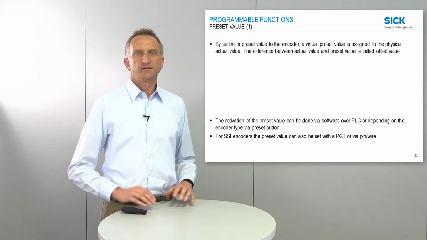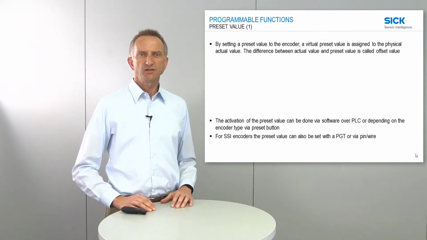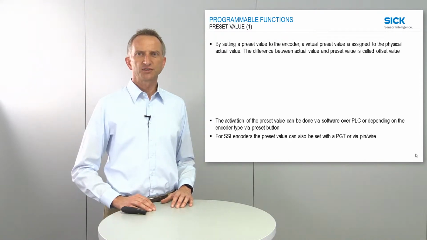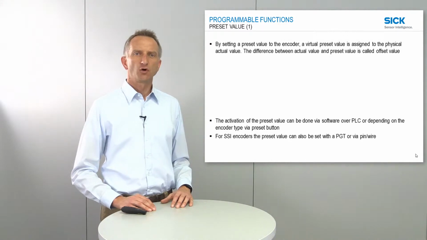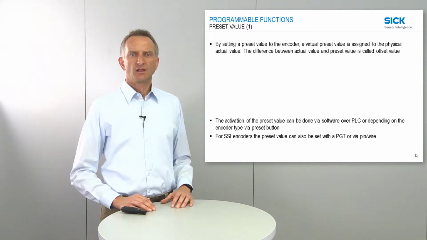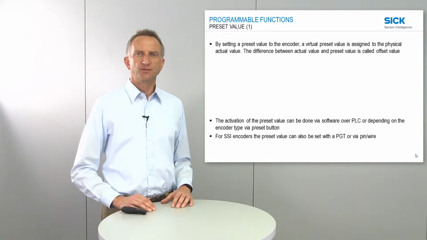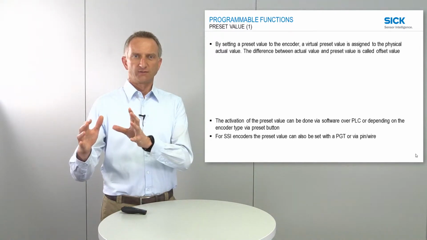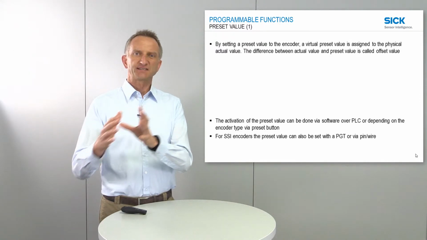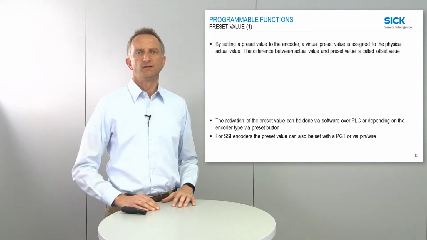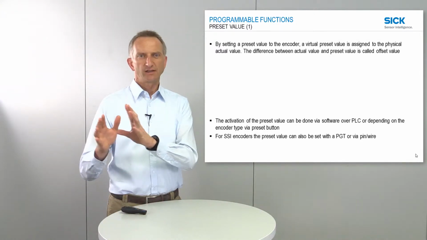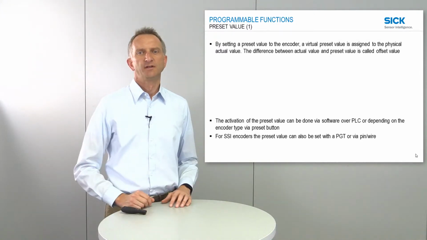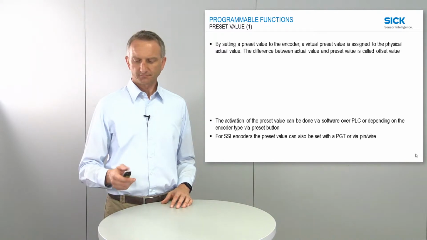If we look at a comparable function on the side of absolute encoders, we are talking about the so-called preset value. By using the function of the preset value, we are taking a virtual value that is then assigned to the actual physical value of the encoder. And the difference between this virtual value and the physical value is the so-called offset.